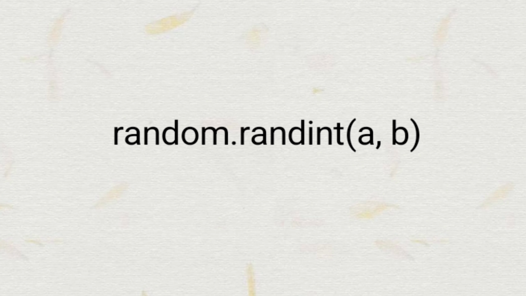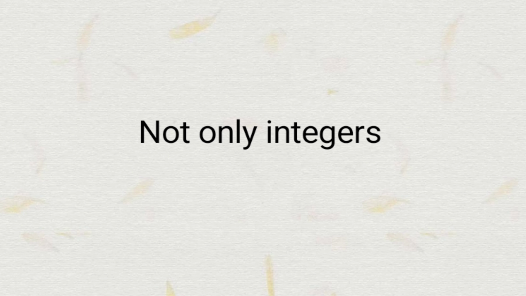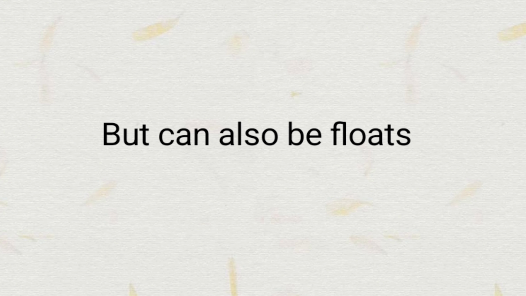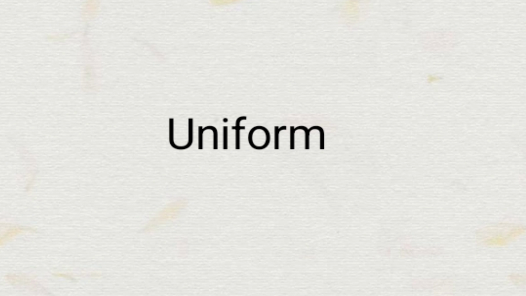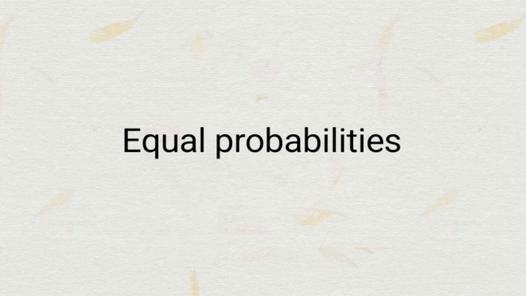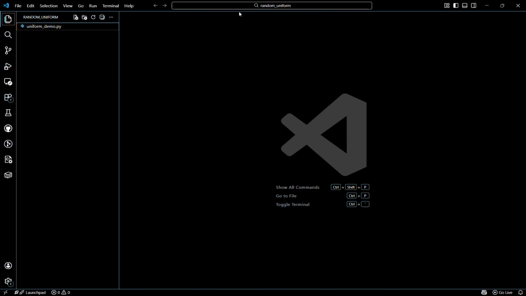Unlike randint, this function's outputs are not restricted to integers. This function also gives floats, i.e. decimals, which are in between a and b. This function is called uniform because every value in the range has equal probability of being chosen as the random value to be outputted. Let us see this function in code.